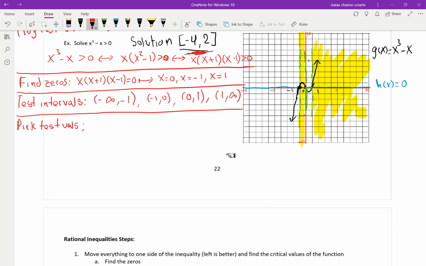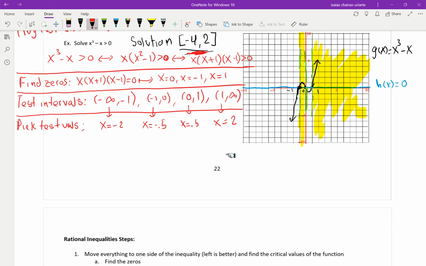Alright, so from each interval, let me pick a test value. From this interval, I'm going to pick, I don't know, x equals -2. From this test interval, I'm going to pick the test value x equals -0.5. From here, I think I'm going to pick x equals 0.5. And from here, I'm going to pick x equals, let's say, 2.